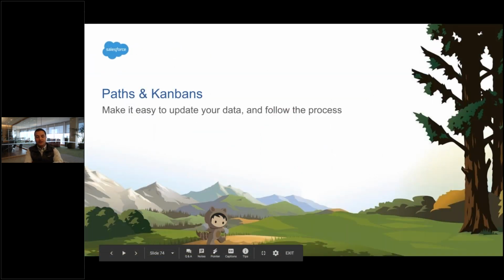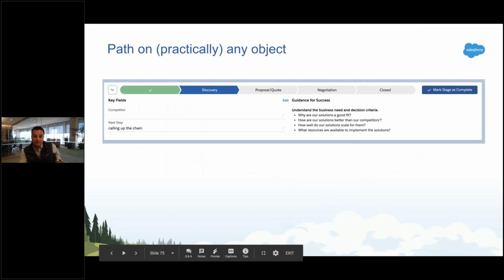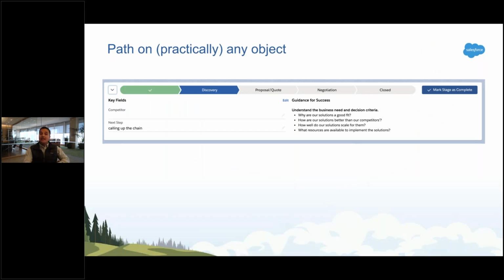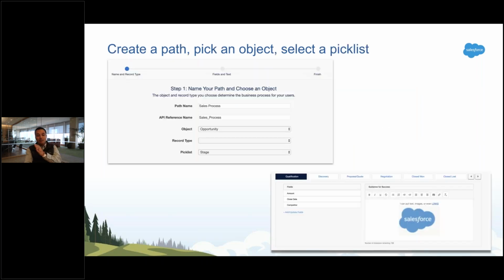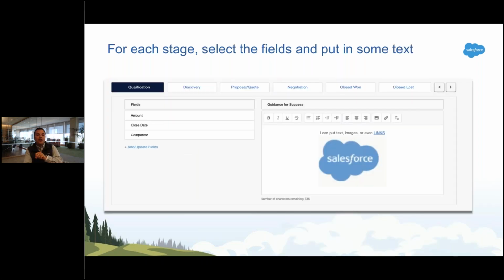All right, so this is a path. You can drag and drop, put a path on pretty much any object, and it helps your people follow a process. You go into setup, you create a new path, you pick your object, and you pick the pick list field you want to use for each of these stages. So that's really all it does, is you pick an object and you pick your pick list field, and it turns that pick list field into stages in your path. And for each of the stages in your path, you can say which fields you want your people to update, and you can put text, images, links for some guidance for what they should be doing in that stage.